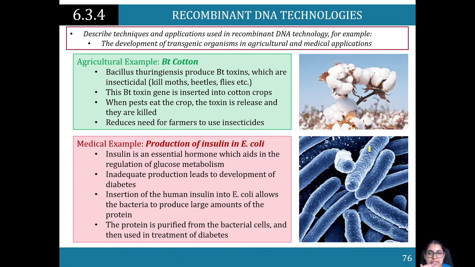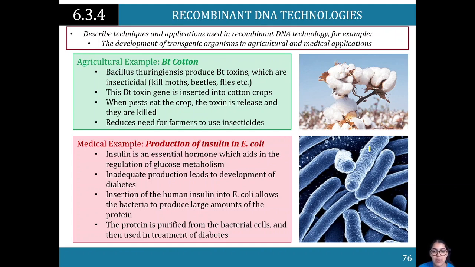So, an agricultural example: Bt cotton. Basically, the Bacillus thuringiensis produces Bt toxins, which are insecticidal, so they kill moths and beetles. What we have done is insert the Bt toxin gene into cotton crops, because when pests eat the crop, the toxin is released and the pest is killed, and that reduces the need for farmers to actually use insecticides.